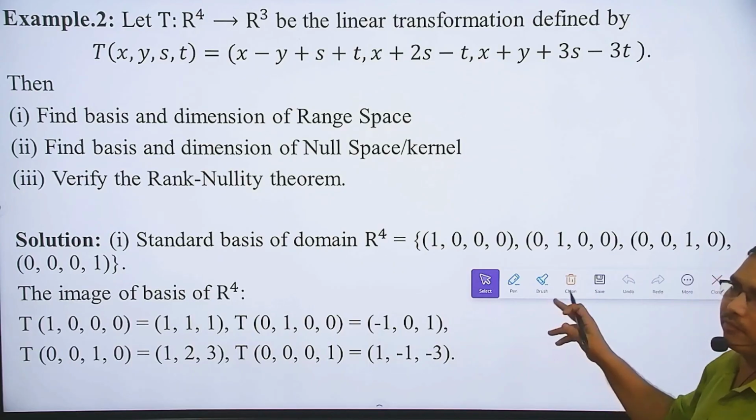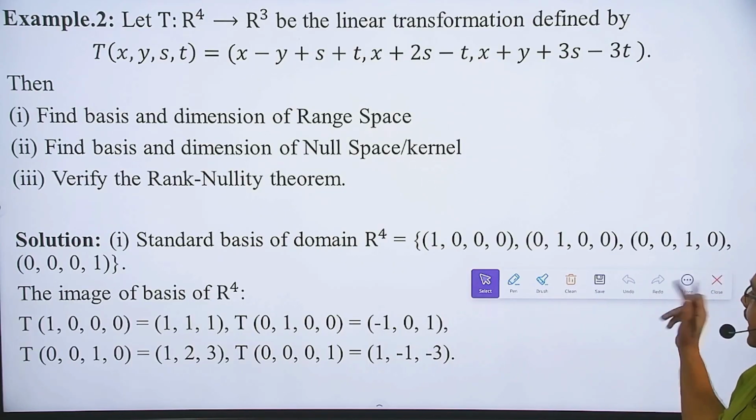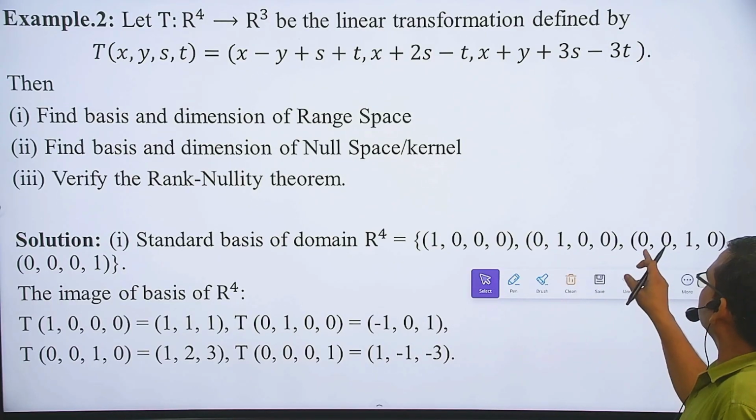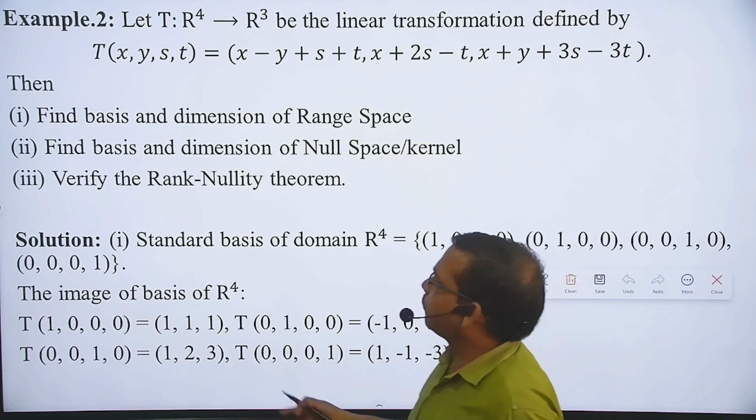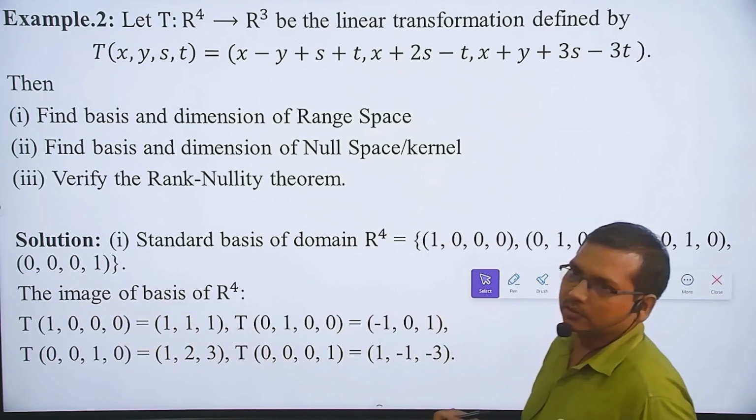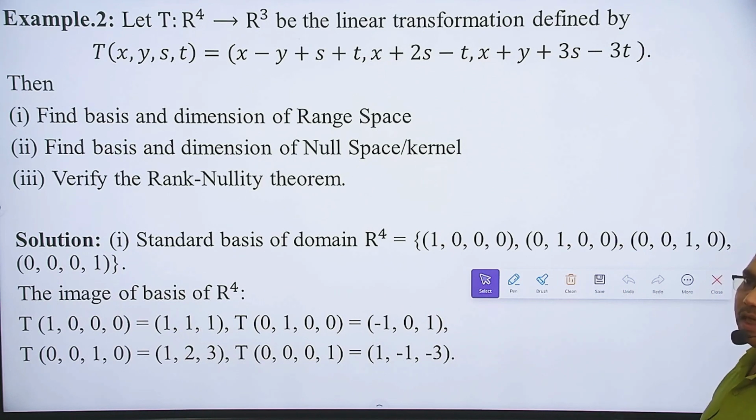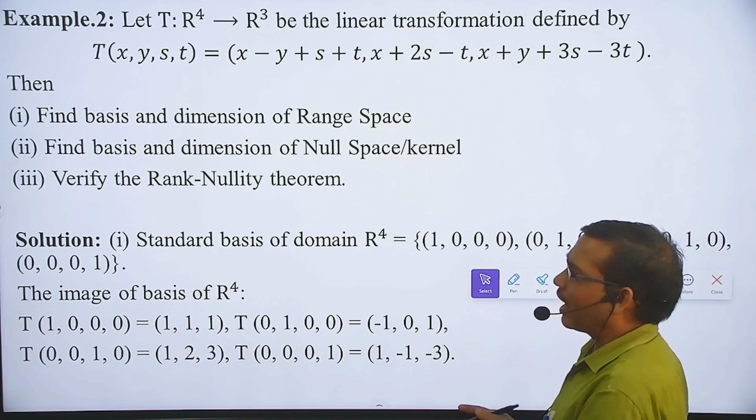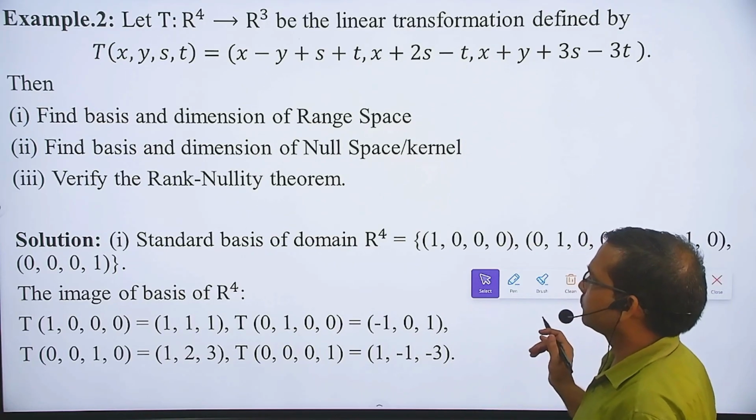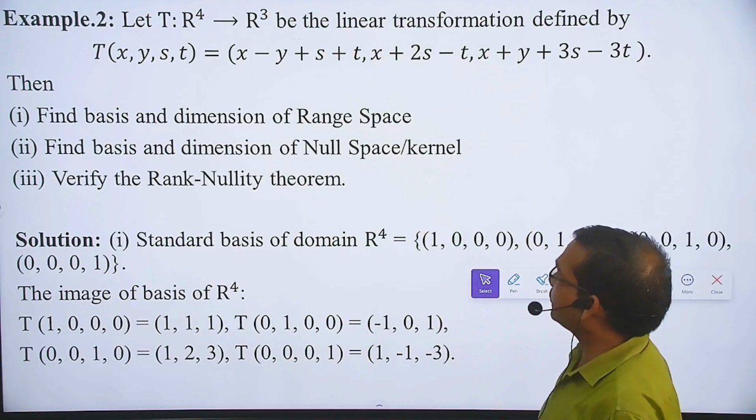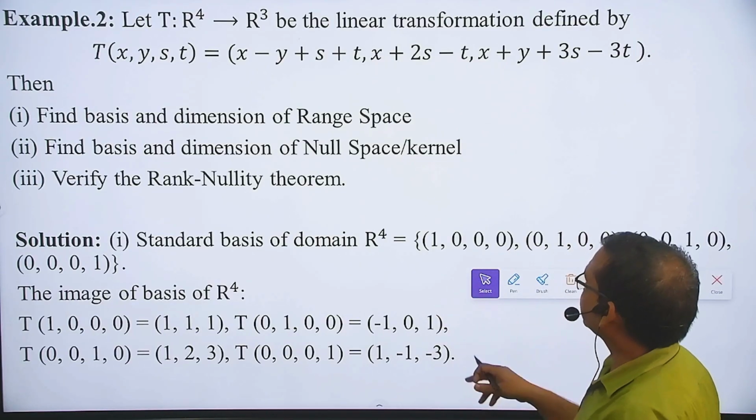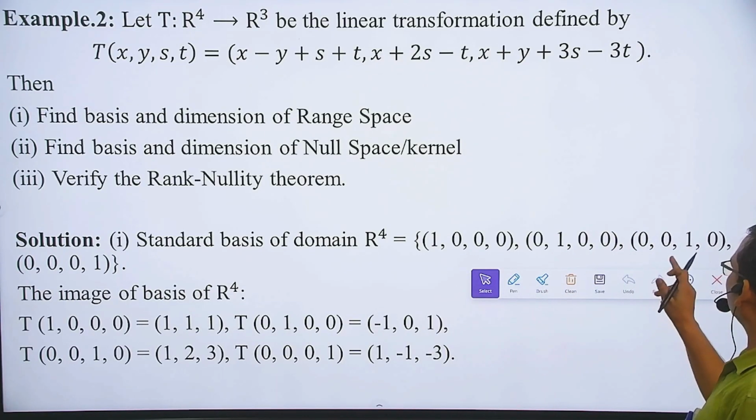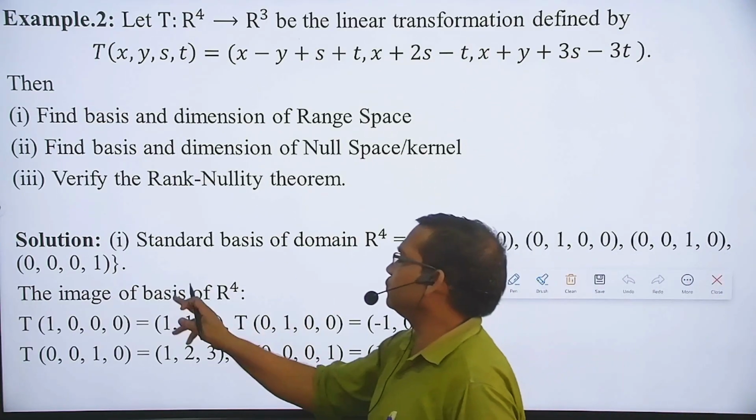(1, 0, 0, 0), the second vector (0, 1, 0, 0), the third (0, 0, 1, 0), and the fourth (0, 0, 0, 1). Since the dimension is 4, there are 4 elements in its basis, meaning 4 vectors, each with 4 components. As a standard basis, we always take these.